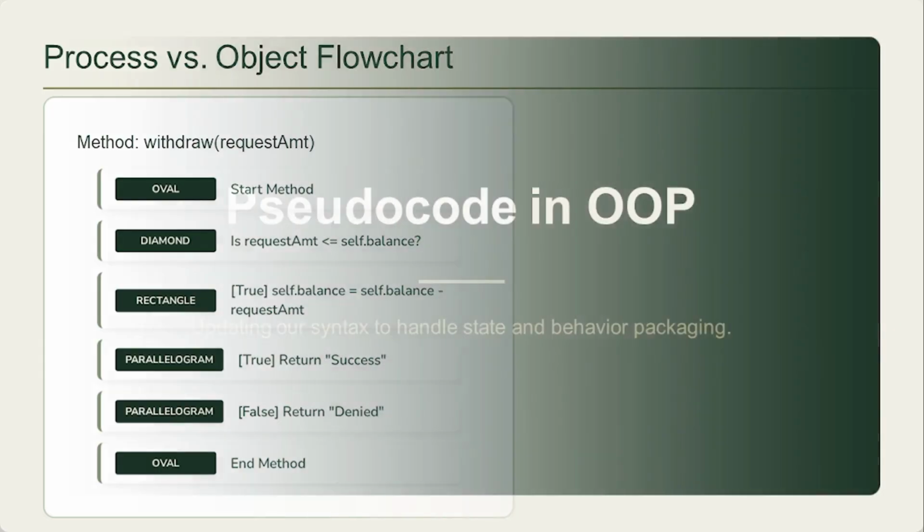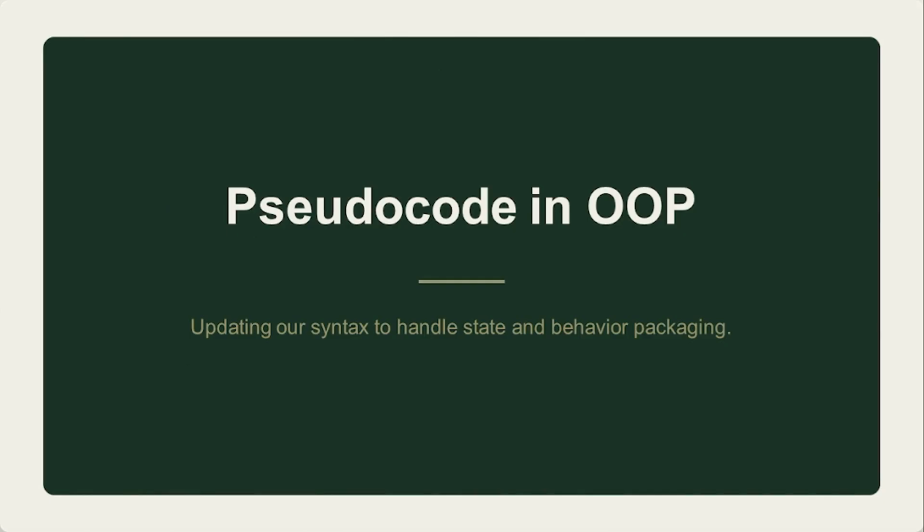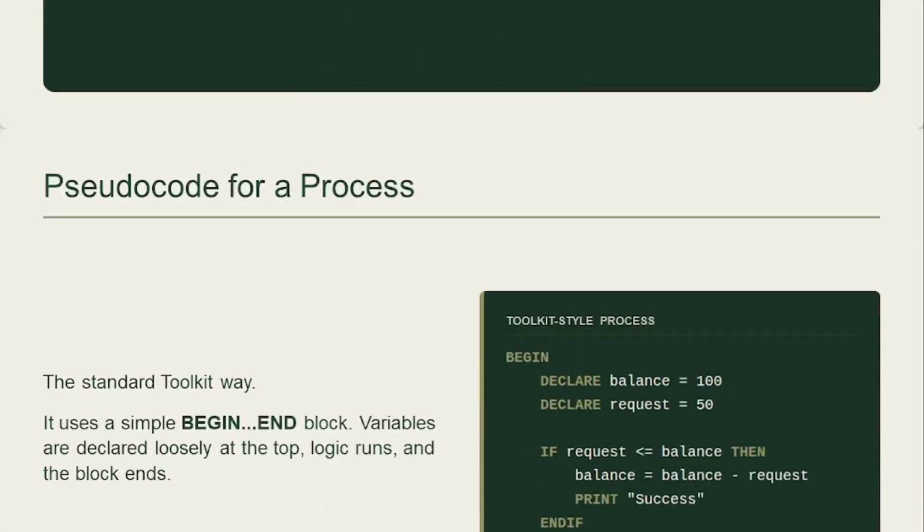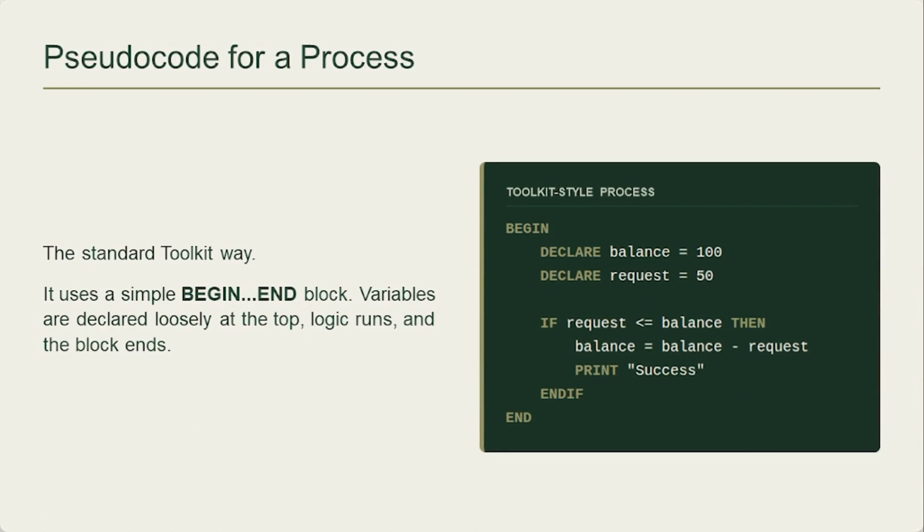So now, pseudocode for object oriented programming. Updating our syntax to handle the states and behavior. Packaging. So pseudocode for a process looks like this. A toolkit style process is there. A begin is there. Begin defines that it starts from here.